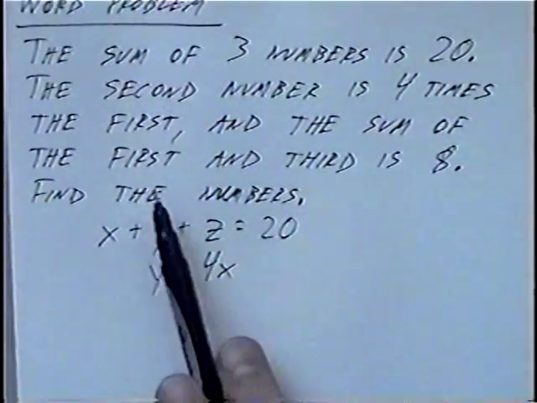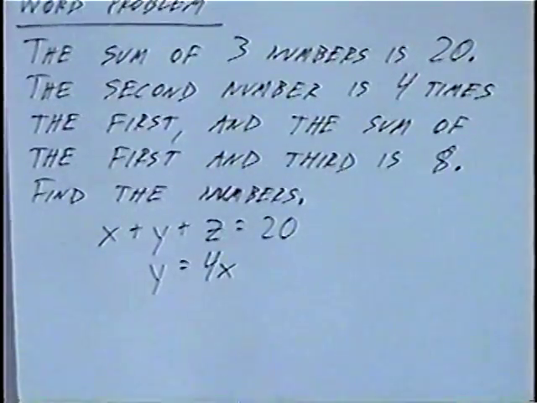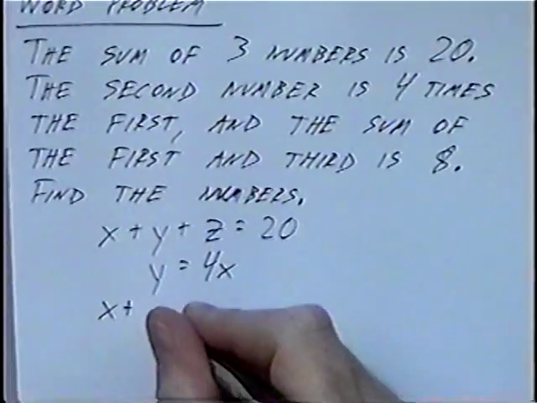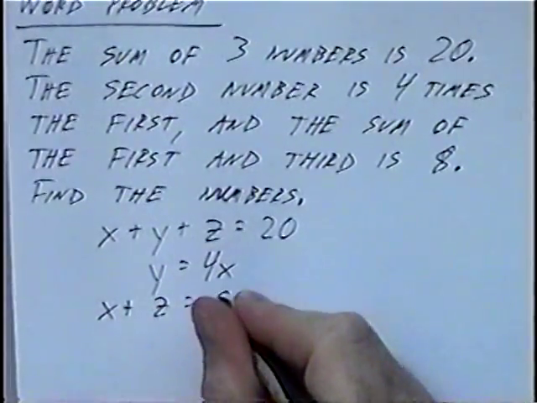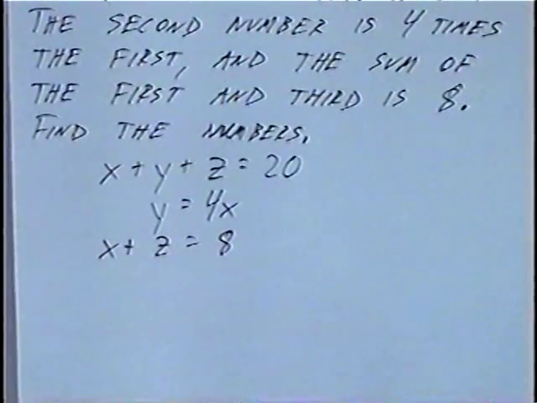And last part, the sum of the first and third numbers. First number is x, third number is z, that sum is 8. So x plus z equals 8. From here, we can combine the equations to solve for one variable.